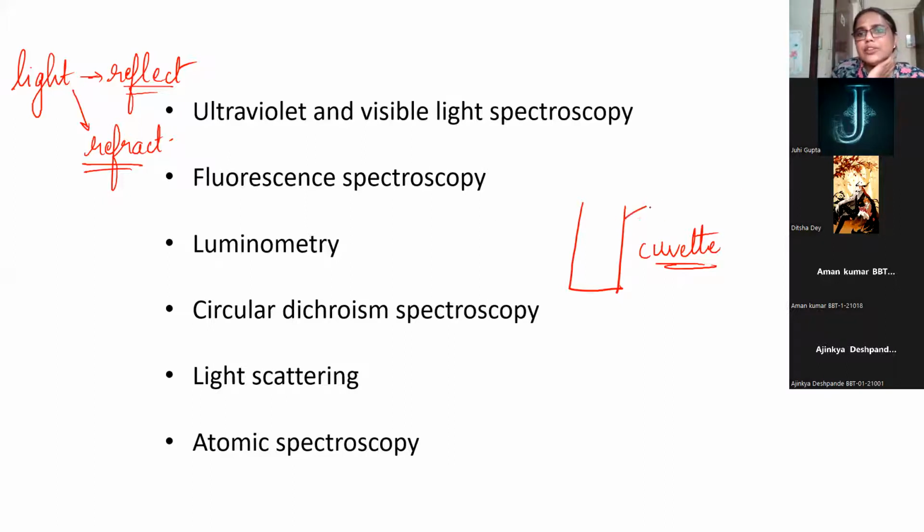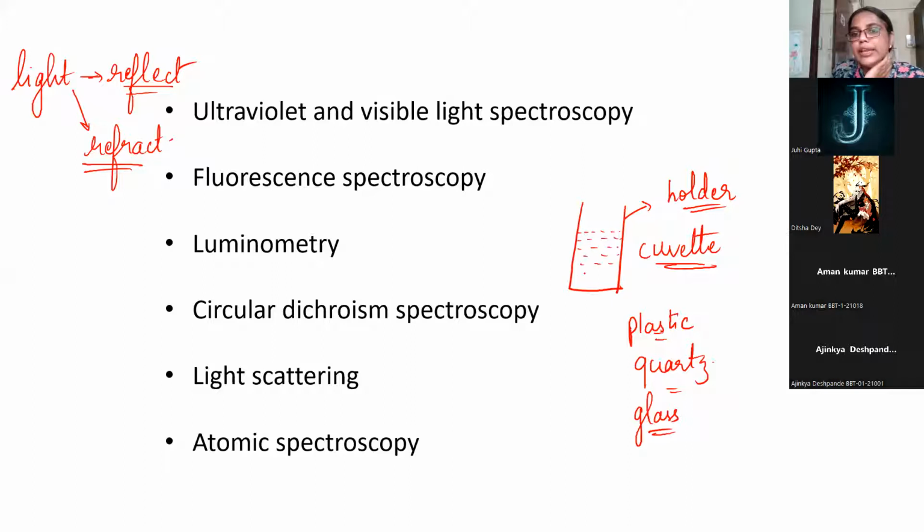What is a cuvette? It's a fancy name, but you will just say that it's a holder. It's a container basically. Now, at times, cuvettes are made up of plastic. At times, it is made up of quartz. It's like a refined type of glass. And at times, it is also made up of glass. The material of a cuvette is basically plastic, quartz, or glass. Why is a cuvette used? Because this is the place where you are going to keep your sample. Now, this sample can be anything.